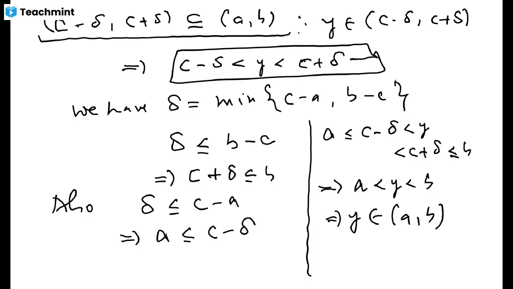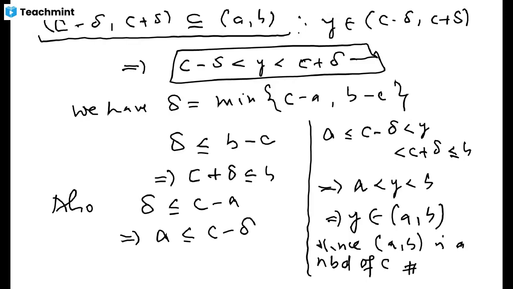And this completes the inclusion of this delta neighborhood of C being inside this open interval AB. Hence, because you have been able to find a delta neighborhood of C which is a subset of this open interval AB, this proves that the interval AB is a neighborhood, abbreviating neighborhood to NBD, of C, and this proves the claim. Is it clear?